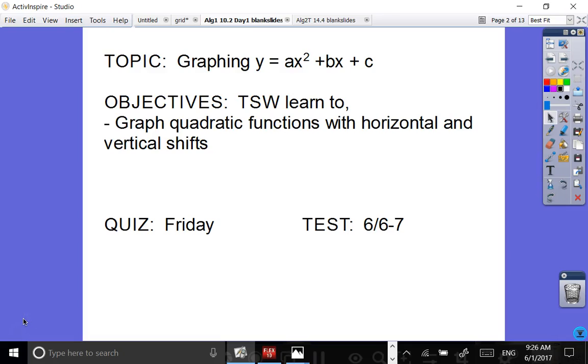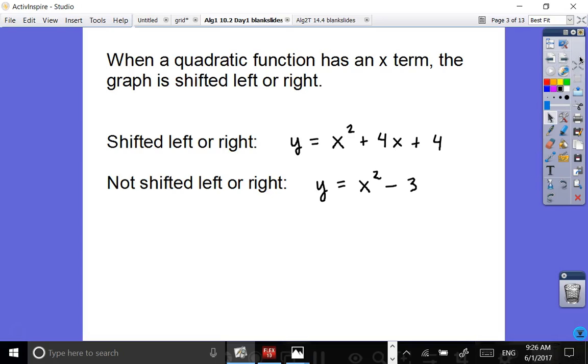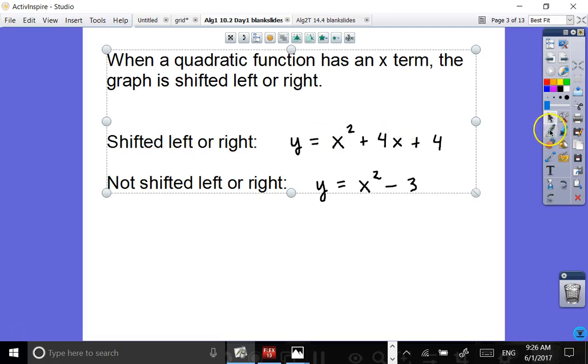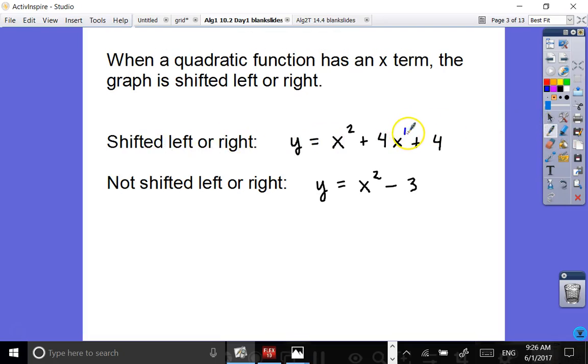So, graphing a quadratic function that's got a horizontal shift and maybe a vertical shift. When a quadratic function has an x term, meaning an x to the first, then the graph is shifted left or right. These are examples. It's shifted left or right because it's got this 4x to the 1. This one is not shifted left or right because there's no x to the 1 there. That one's a vertical shift like we did in the homework last night.